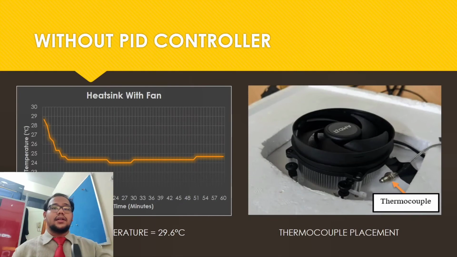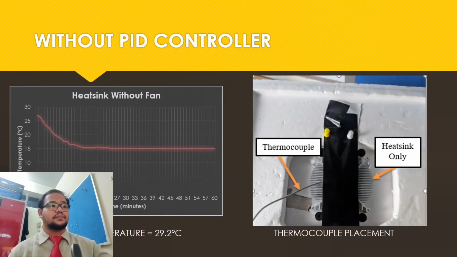Okay, now we are testing the system with heatsink and fan, which is our original design. As you can see in the graph on the left, the temperature cannot go lower than 24 degrees Celsius. So we need to make changes to our design. We think what might be contributing to the high temperature is that the fan itself is releasing heat into the system. So now we are going to make a system without the fan, but the thermocouple is going to be placed on top of the heatsink itself for the best case scenario.